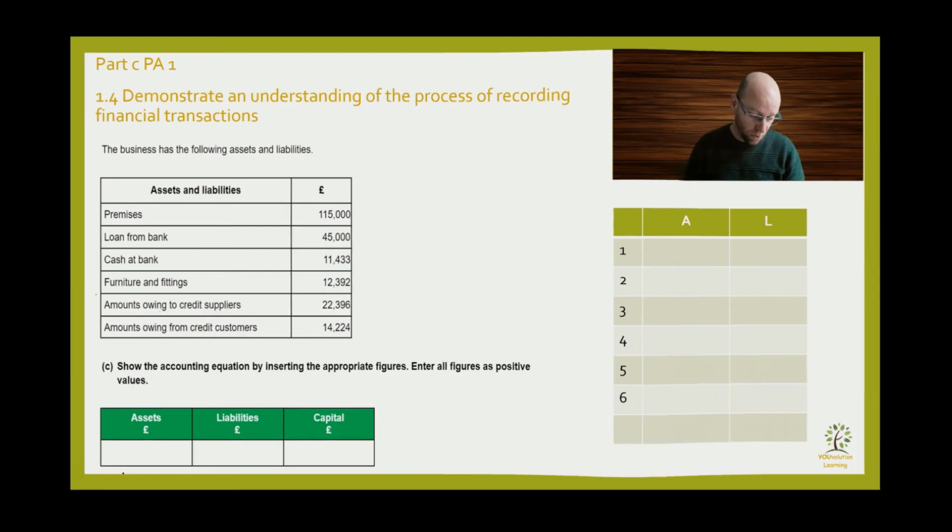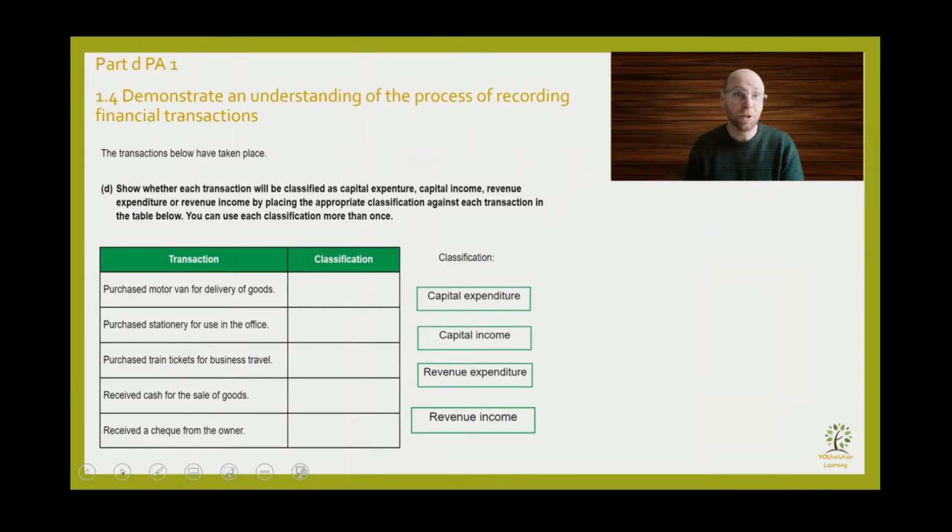So let's take a look now at part D. So again, this is looking at learning outcome 1.4, which is demonstrate an understanding of the process of recording financial transactions. And this part of the task is testing in particular the classification of income and expenditure. So we've got capital income and expenditure, and we've got revenue income and expenditure. And again, this is an area that the examiner has said was a strength of students. So you're probably going to find that you're okay with this one, but if you're not, I'll talk through it with you anyway, and we'll break it down so it's a lot easier for us to tackle.